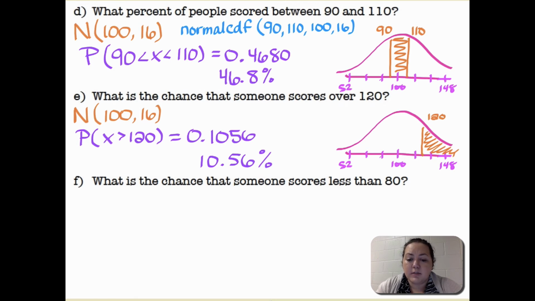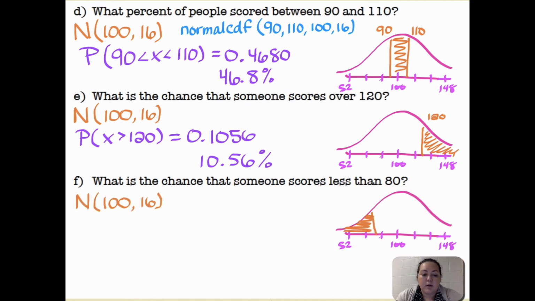What is the chance that someone scores less than 80? So again, I have a normal model with a mean of 100 and a standard deviation of 16. I'm going to draw my normal model.